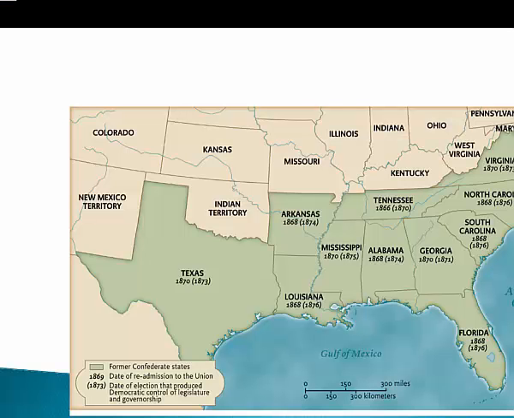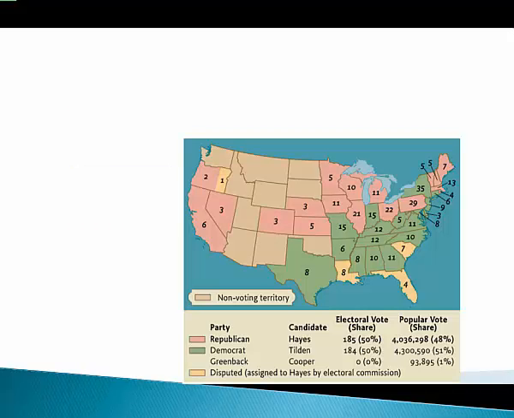Gee, here are the former states again, Reconstruction. And the date of the readmission to the Union, see, 73, 74, 76, 75, 70. See, Tennessee, I thought, was the only one, I thought Tennessee came back in, yeah, 1866. Not good. You got the solid South again.